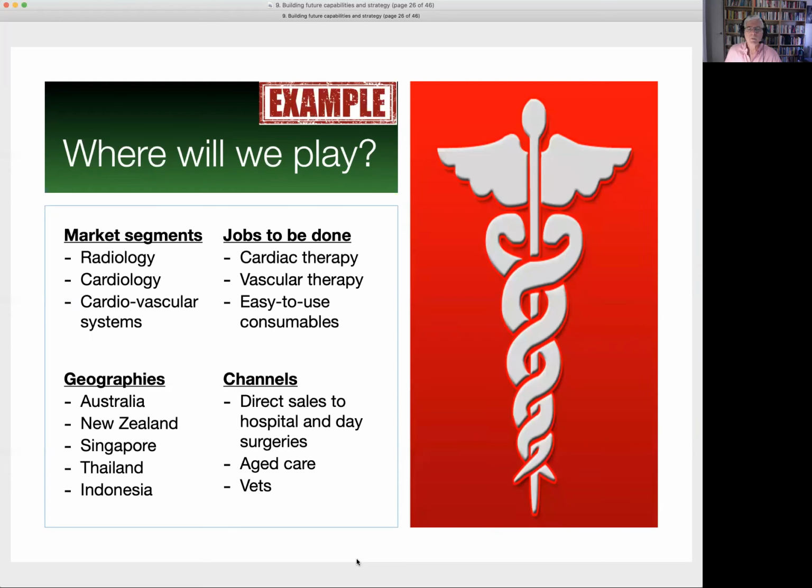So in our example, we identified the segments we were going to play in, and these were radiology, cardiology, cardiovascular. And the jobs that we needed to do were cardiac therapy, vascular therapy, easy to use consumables across a range of geographies, as you can see, and through a number of different channels. So that was our definition of where we will play.